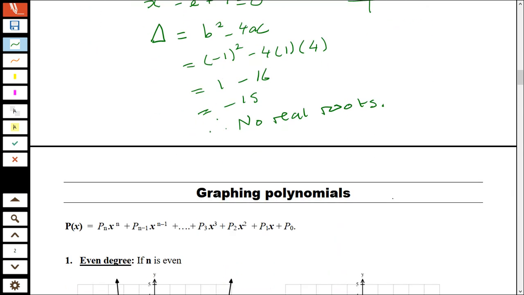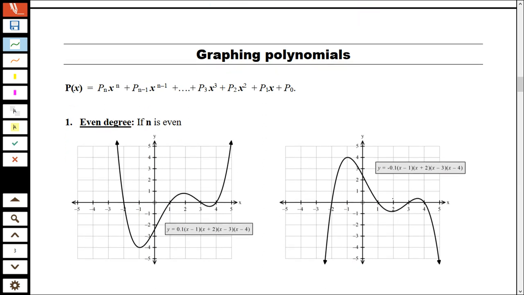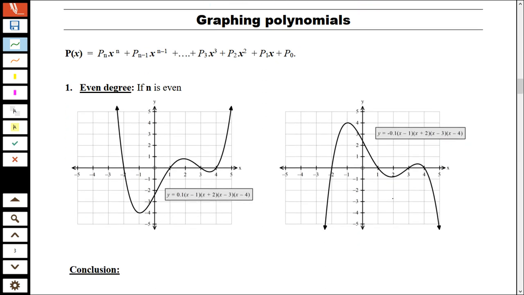All right, next question. Graphing polynomials. Okay, so let's have a look. Here's our general polynomial. P(x) equals Pn x to the n all the way down to P0. Now let's see if we can see some patterns. We're going to look at some even degree polynomials. So here's an even degree polynomial. How do I know? Here's the equation. If you look at the leading term, what would the leading term be?